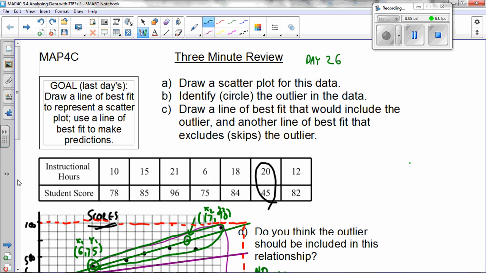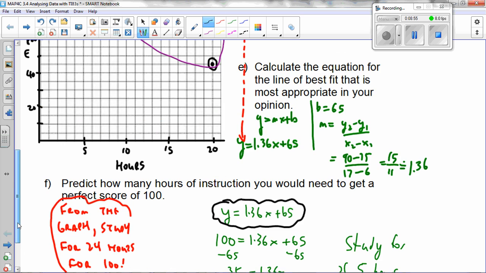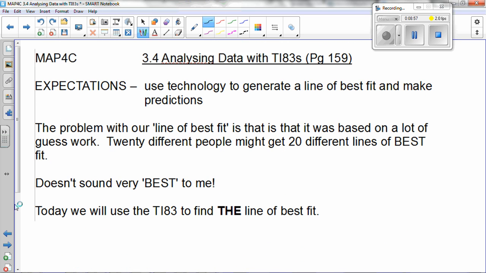So in the lesson, and hopefully the rest of that was okay, we're dealing with this idea: use technology to generate a line of best fit and make predictions. And this is exactly what I said. The problem with our line of best fit is that it was based on a lot of guesswork. 20 different people might get 20 different lines of best fit, and this isn't very best, right? There should be one answer that represents the line of best fit, and we're going to find it today. We're going to use the calculators, okay?